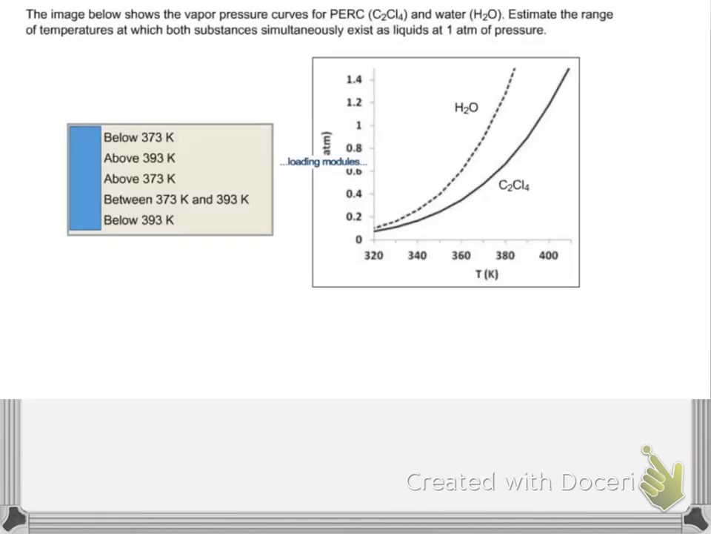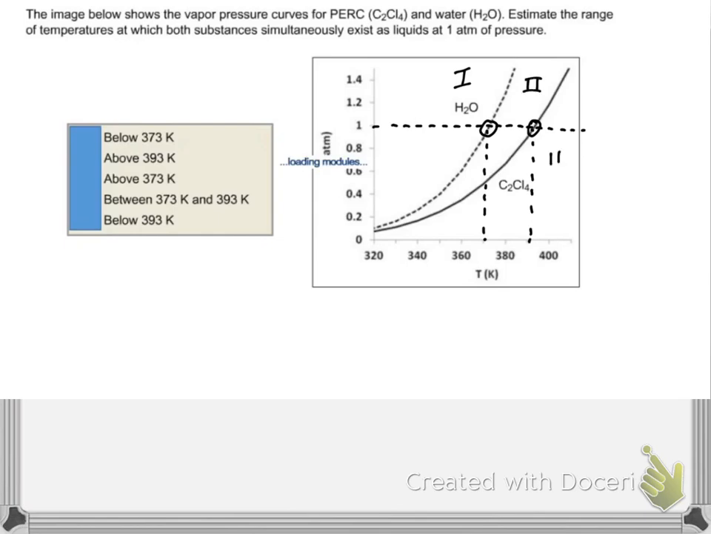All right, so the last slide is the last topic we covered, which is looking at vapor pressure curves when 2 or more substances are shown on the exact same graph. So here we have a vapor pressure curve, meaning that we're just looking at pressure and temperature and the liquid-gas interface. The normal boiling points for water and C2Cl4 can be read off the graph. So water should boil here at 370. The C2Cl4 is going to boil at about 390.